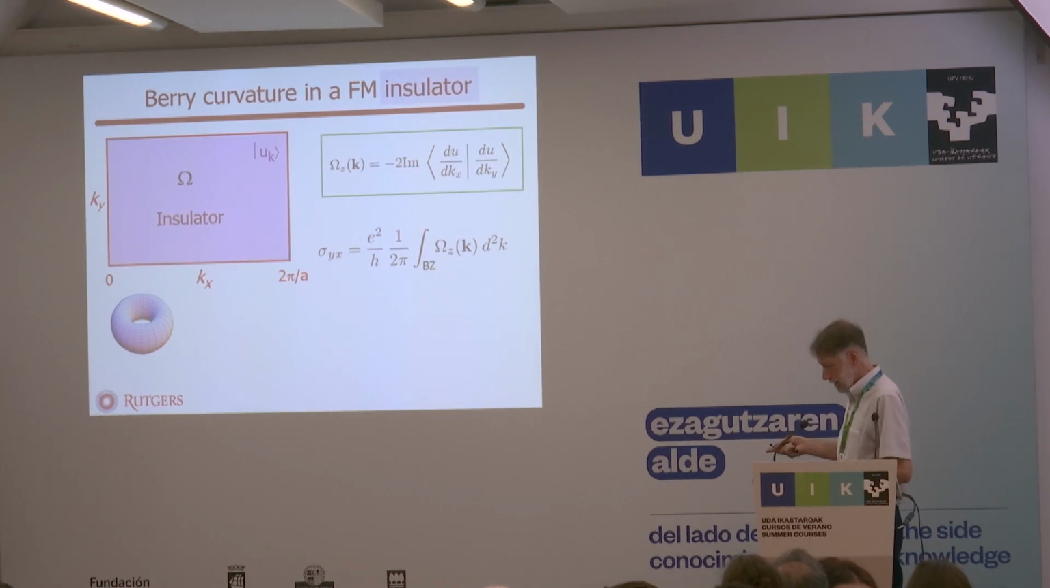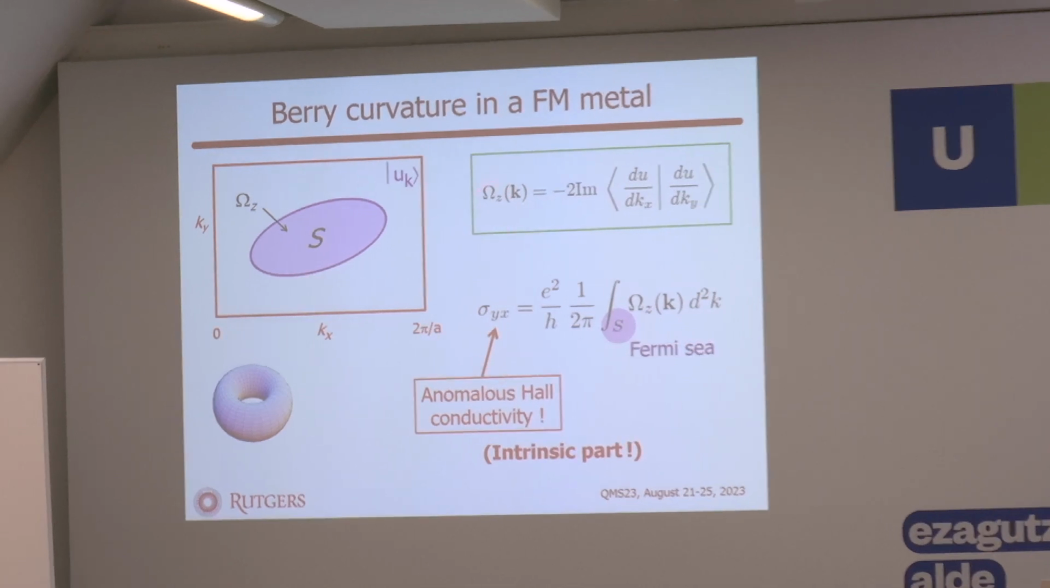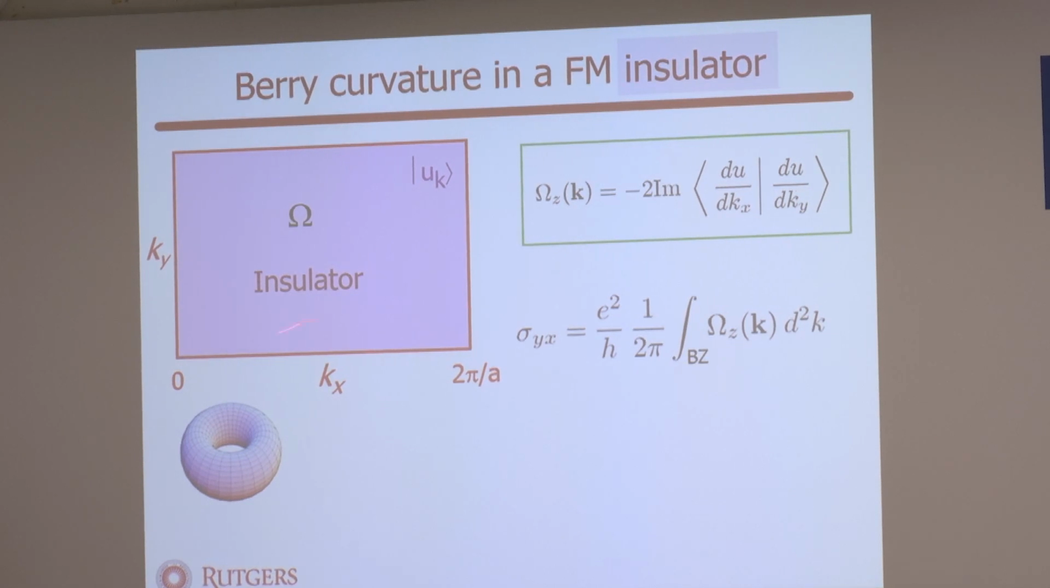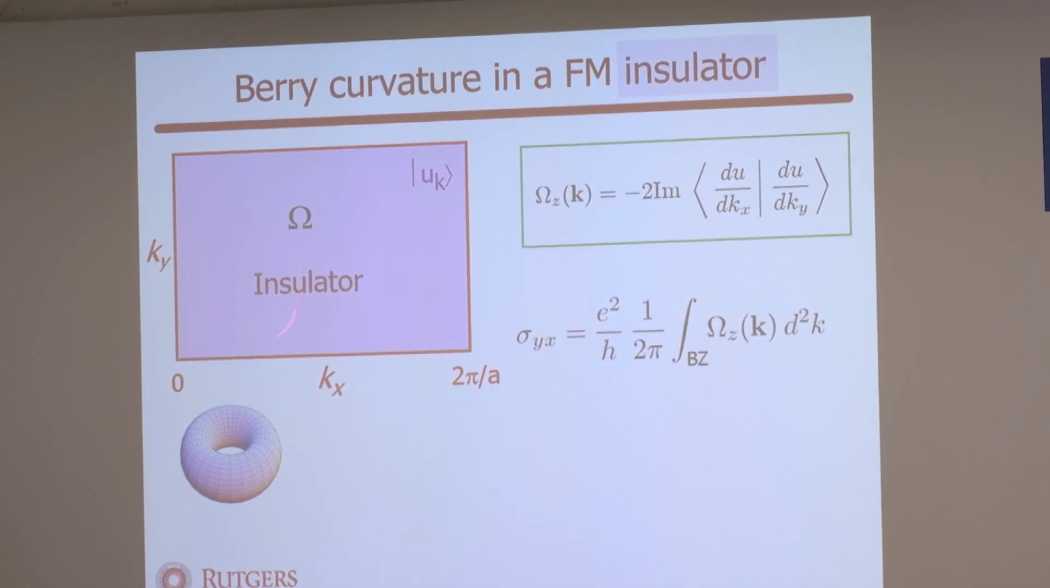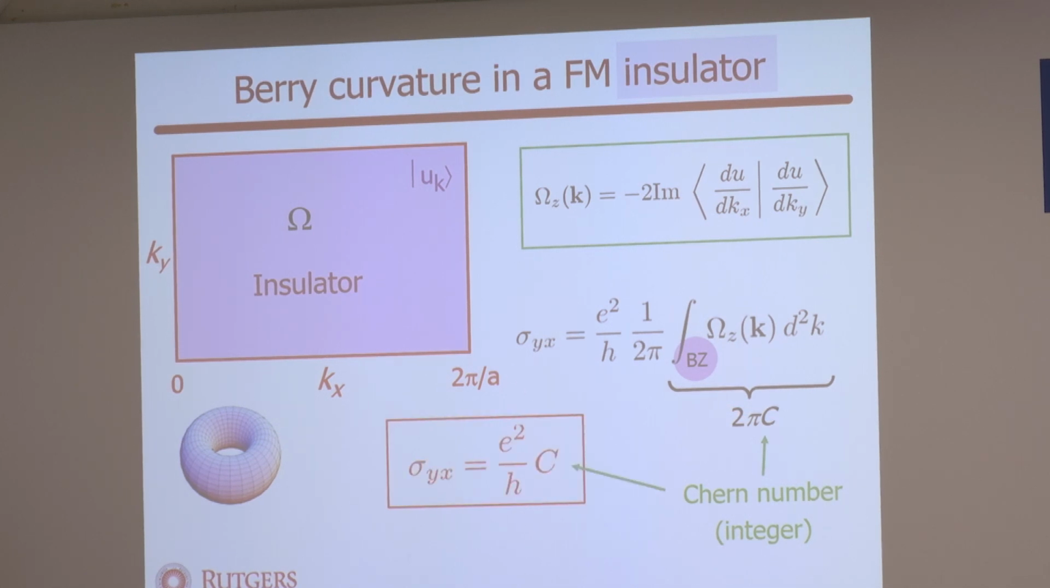If I imagine going from the case of a metal to the case of an insulator by expanding the Fermi surface until it fills the entire two-dimensional Brillouin zone, and now the Fermi sea, in some sense, is the entire band spanning the entire two-dimensional Brillouin zone, and I integrate the Berry curvature over this two-dimensional Brillouin zone, then remember our Chern theorem that says that when I integrate the Berry curvature over the Brillouin zone, it's 2 pi times an integer. So the result is going to be that this integral will be 2 pi times the Chern number. So the 2 pi's cancel, and the result is that this is e squared over h times the Chern number.